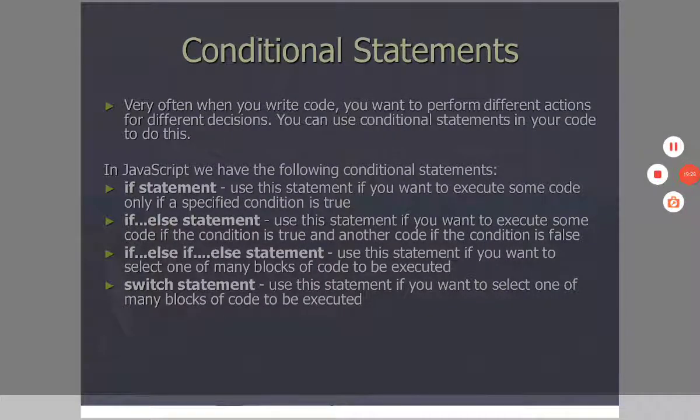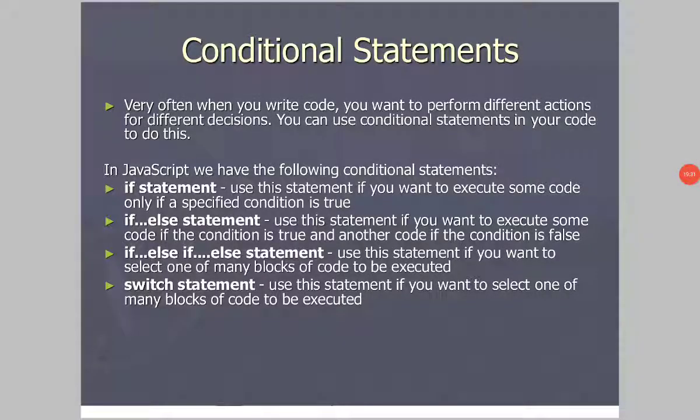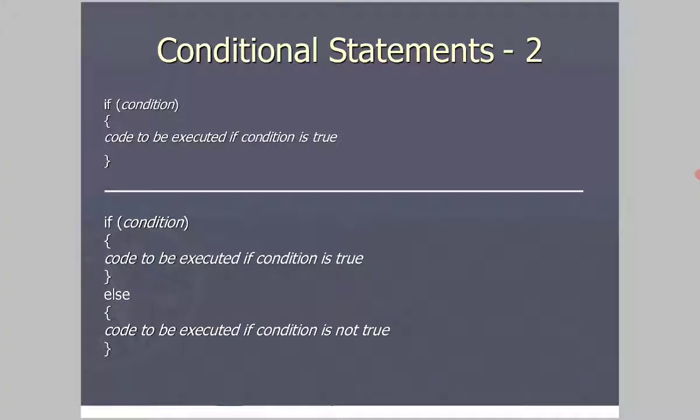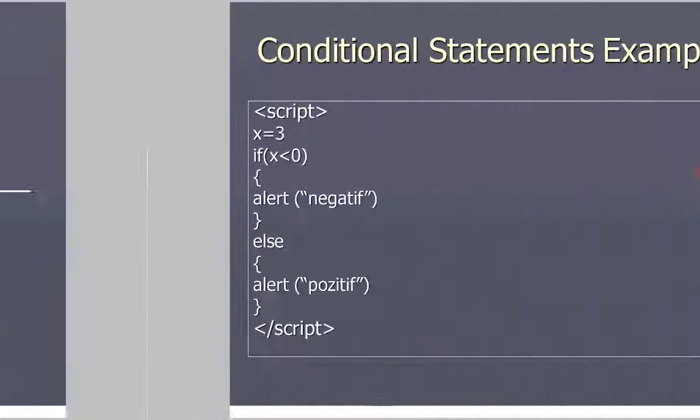So what are the different types of conditional statements in JavaScript? If statement, if else statement, if else if statement, switch statement. So if a condition, code to be executed if condition is true, else code to be executed if condition is not true. So this is called simple if and simple if else statements.